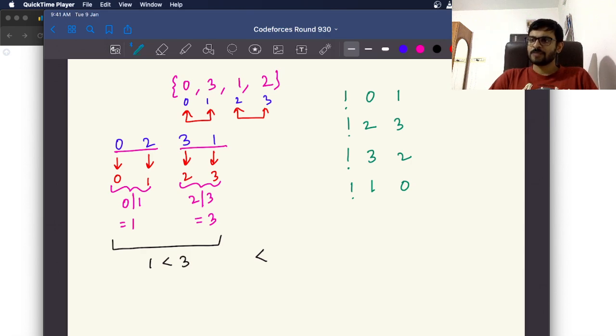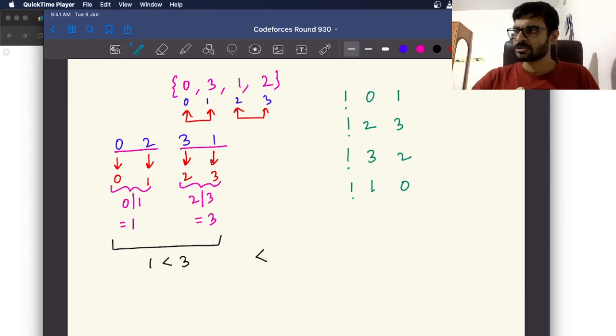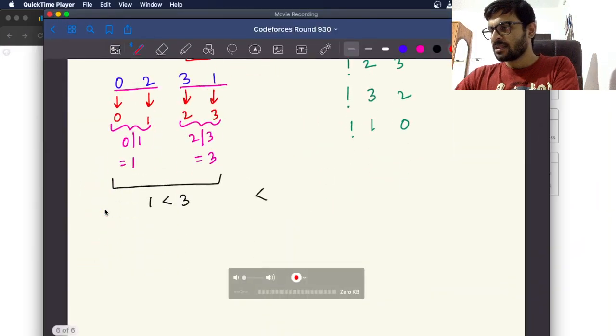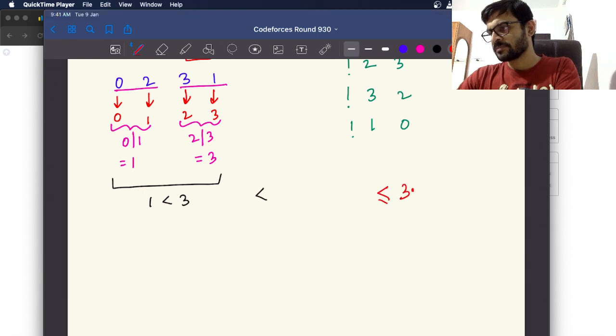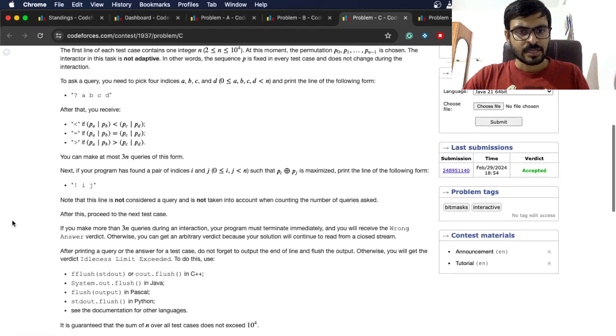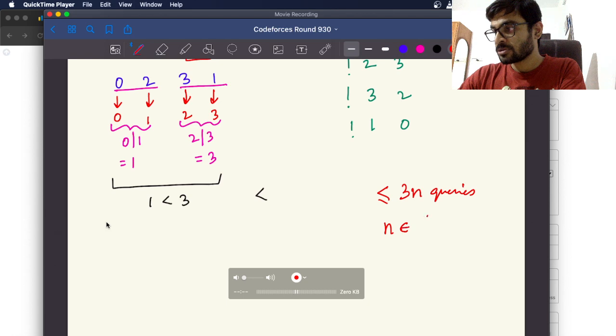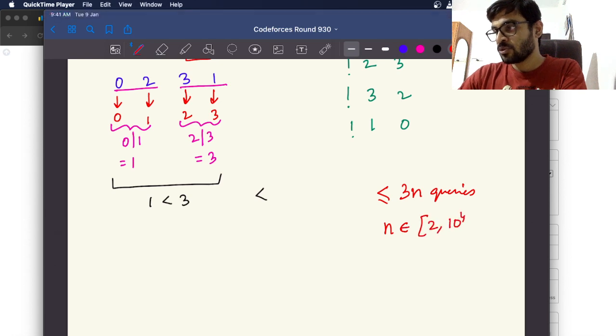Okay, so now how can we solve it? How can we, without knowing the permutation, ask the right queries and get those perfect indices? There are so many indices. So where can my n go up to? That is what is interesting to me. First of all, one constraint is at most 3n queries. The next constraint is that n goes up to 10 to the power 4. N belongs to this range, 2 to 10 to the power 4.